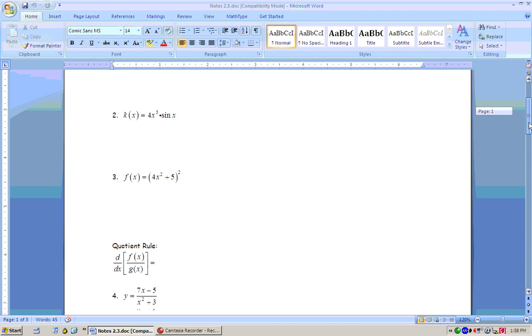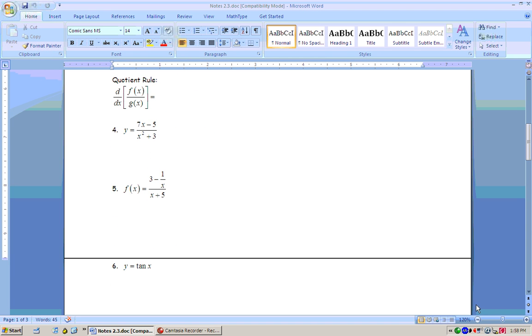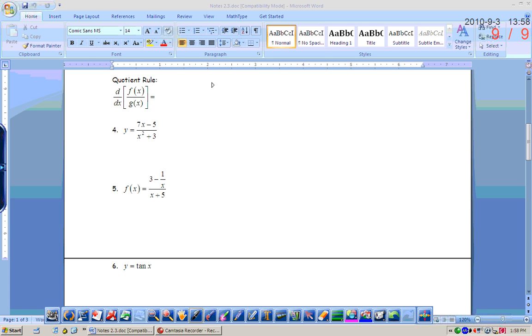All right. Quotient rule, moving right along. The quotient rule is very similar. Think of f as being the numerator and g as being the denominator. Then the quotient rule is f prime times g minus f times g prime all over g squared. So the derivative of the top times the bottom minus the top times the derivative of the bottom all over g squared.